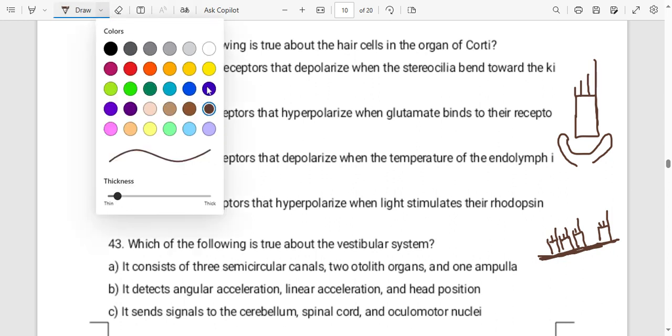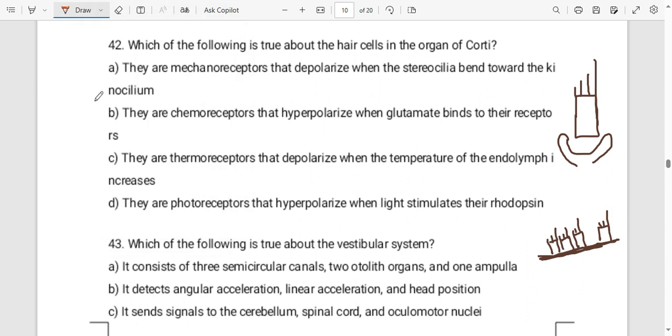Why? Because when information comes from the outer ear, this is our outer ear, it passes through the external auditory canal, it hits the eardrum, and the information is transmitted to the malleus, then to the incus, and then to the stapes. The stapes is connected at what we are calling the oval window. Information is going to now come.